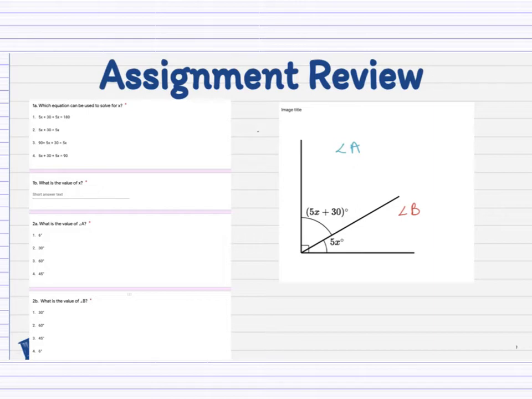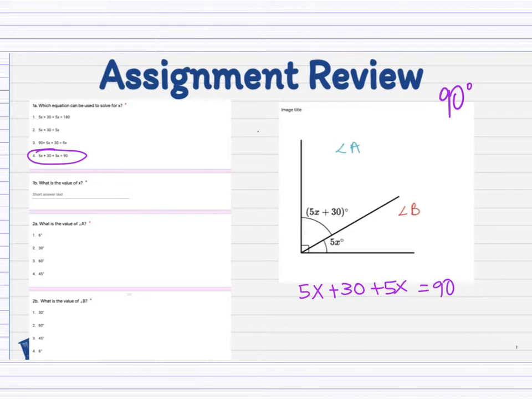Alright, so in our first example, we have a complementary angle, and that simply means that our angle is equal to 90 degrees. So when I'm setting up my equation, I'm going to take my first angle, which is 5x plus 30. I'm going to add to that my second angle, which is 5x. And then I set it equal to 90 because it's a complementary angle. So 5x plus 30, the first angle, plus 5x, the second angle, equals 90. In our first question, we were asked to select the equation that we would use to solve this. So that would be equation number 4.